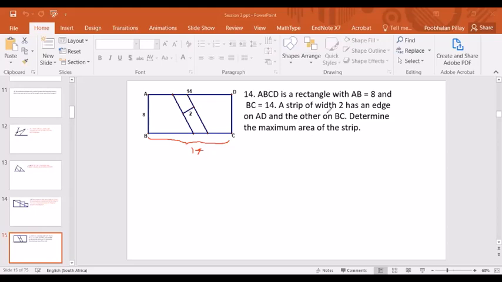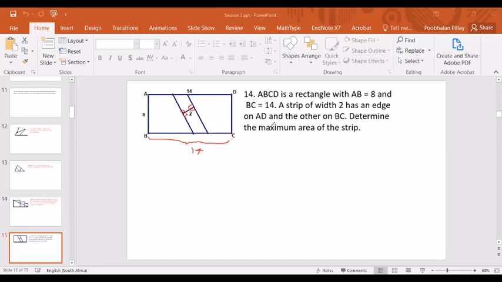A strip of width 2. So you can see a little strip here. The width, in other words, the width means these are perpendicular here. Has an edge on AD, as you can see, one of the edges is on AD and the other on BC. Determine the maximum area of the strip.